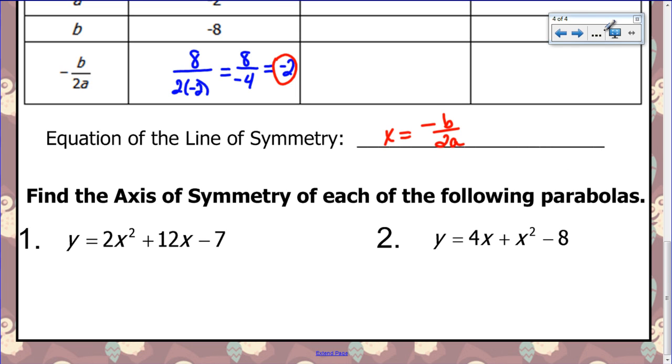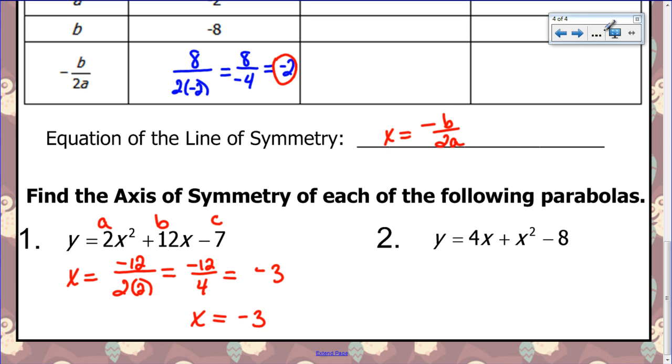So number 1 here, I have y equals 2x squared plus 12x minus 7. And so I've got this in standard form. This is a, this is b, and this is c. So I'm going to do my formula, x equals the opposite of b, which in this problem is not 12, but negative 12, as I have to change the sign, over 2 times a, and a for this problem is 2. So I'll simplify. This becomes negative 12 over 4, and negative 12 divided by 4 becomes negative 3. So the axis of symmetry for that problem is at x equals negative 3.